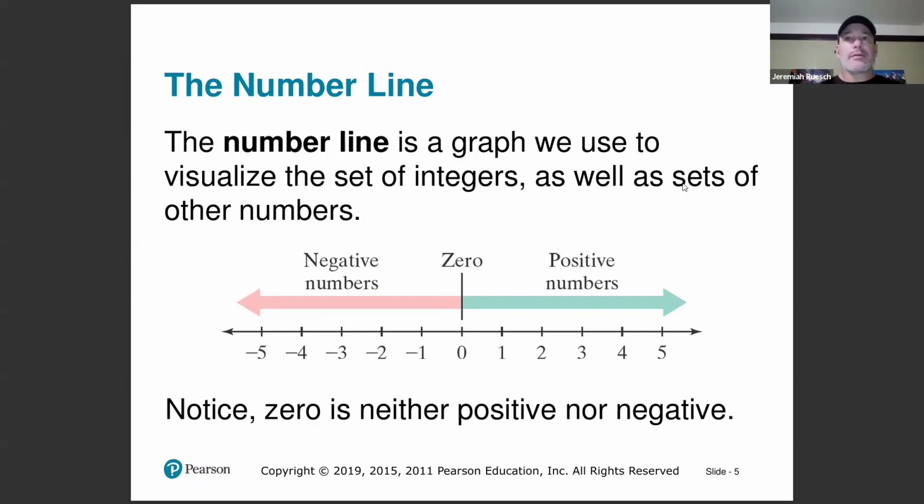We notice that when we go to the right, the numbers after 0 are positive and the numbers to the left are negative. 0 is the only number that is neither positive nor negative.